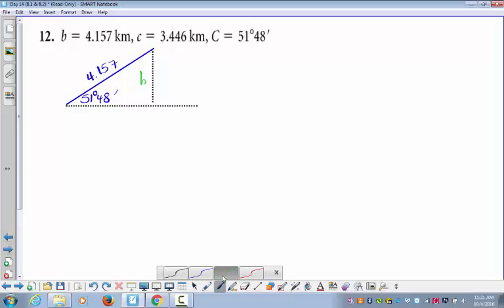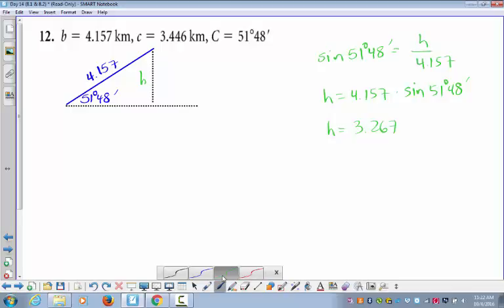Okay, so to calculate the height here, we're going to use sine of the angle 51 degrees, 48 minutes. That will be h over the hypotenuse. So the height will be 4.157 multiplied by sine of 51 degrees, 48 minutes. And what do you get when you type that in? 3.267. Thank you.